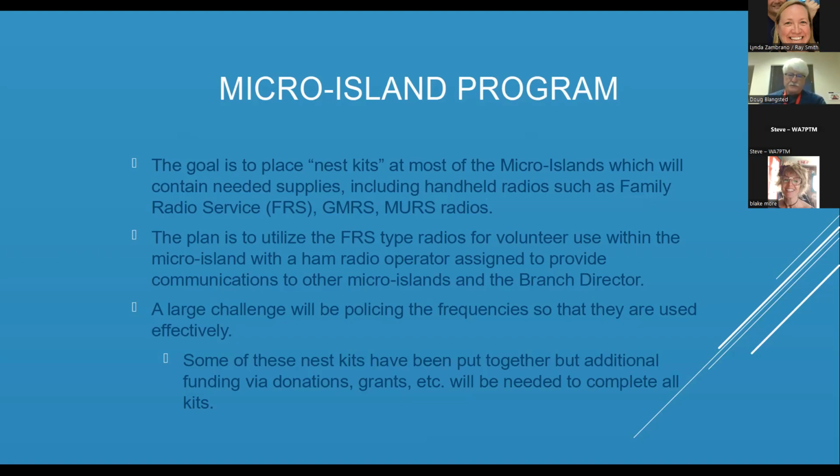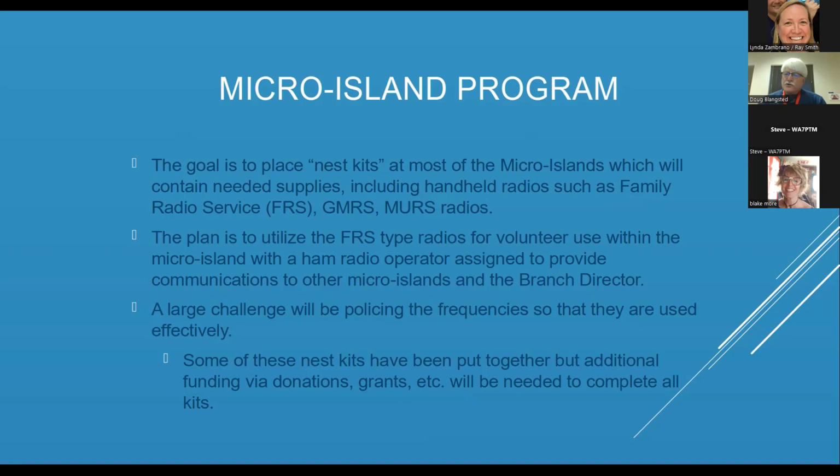So the plan would be to have the FRS radios be inter-island within the island, and then each island would have a ham radio operator assigned to it. And the main purpose of that ham radio operator would be to be in communications with the branch director for the micro islands, for the 100 grouping of islands. There would be a branch director, and so the amateur would use their radios, which should have more capability than FRS, to contact the branch director.